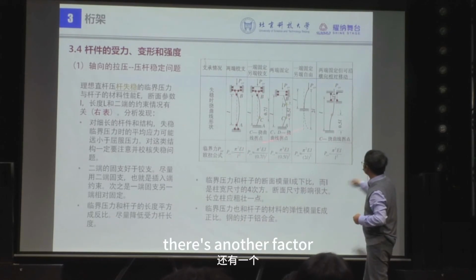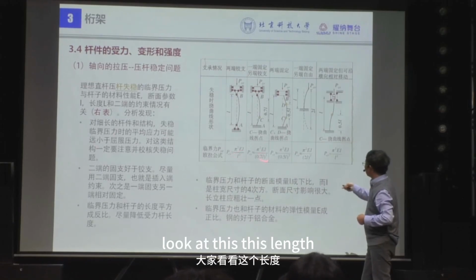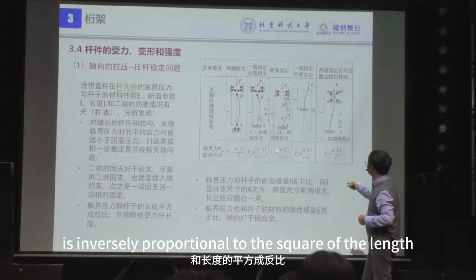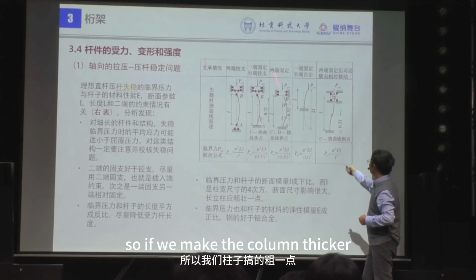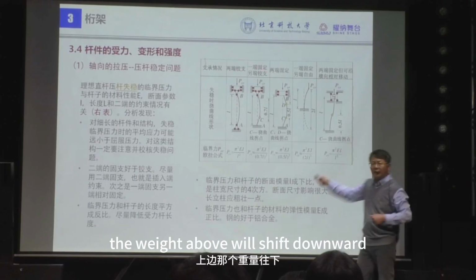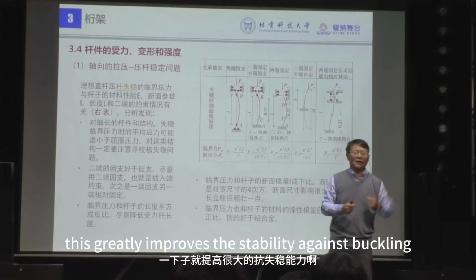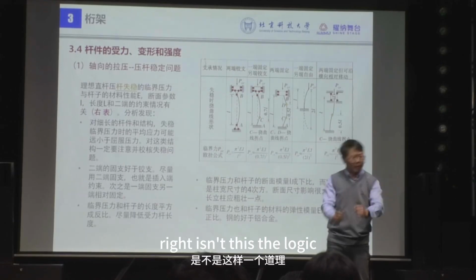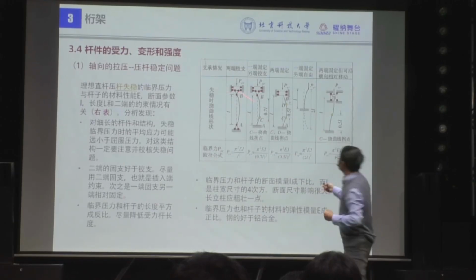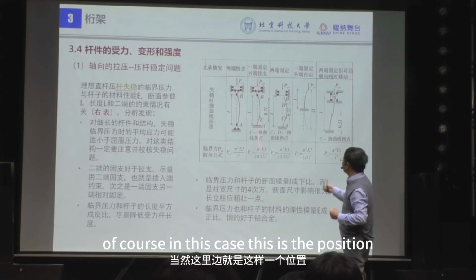There's another factor. Length is another factor. Look at this. The critical pressure is inversely proportional to the square of the length. So if we make the column shorter, moving the load-bearing position down, this greatly improves the stability against buckling, right? Isn't this the logic?